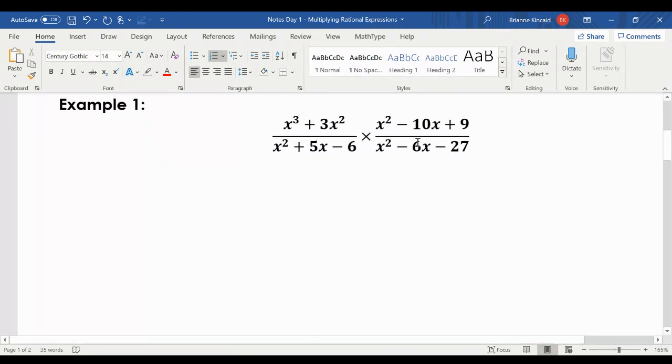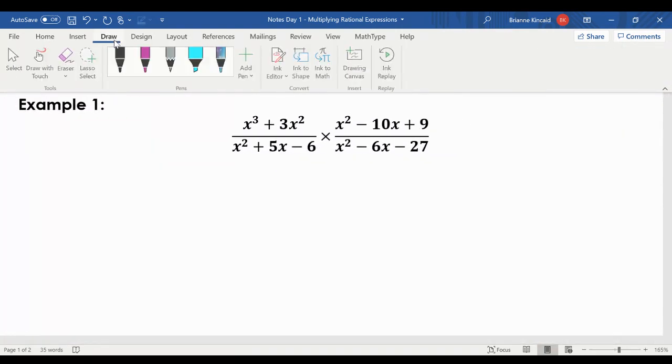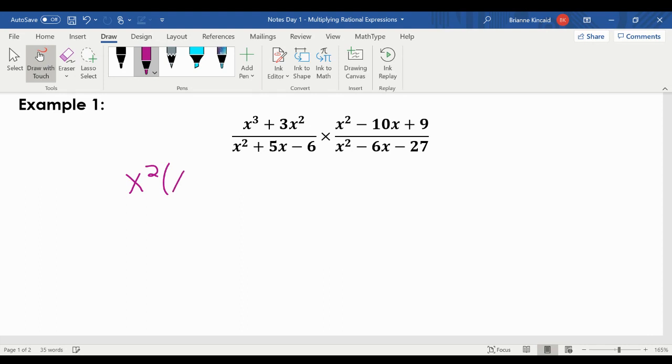So starting with this first example, we are going to factor the numerator and denominator of each of these. So when I look at the first one, x cubed plus 3x squared, I can take out a GCF of x squared. That leaves me with x plus 3.